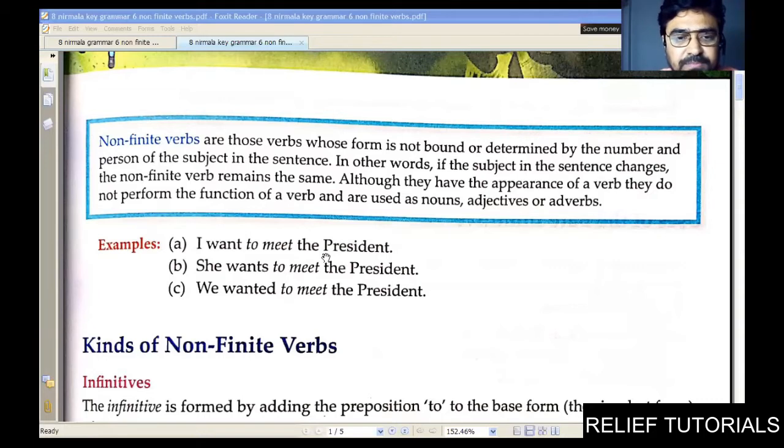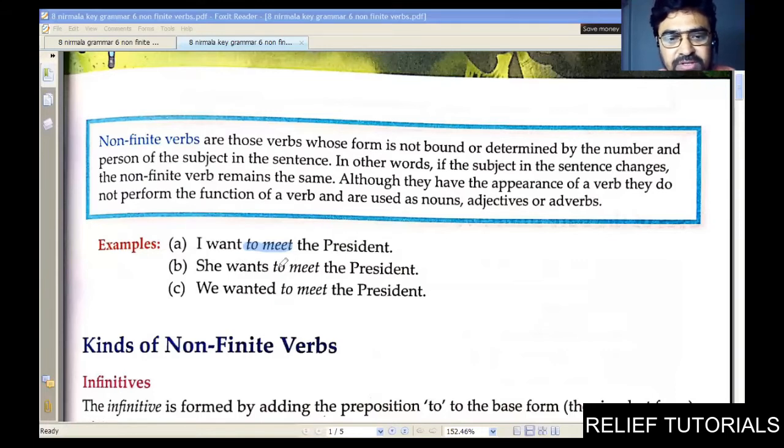For example, I want to meet the president. Here, want is a finite verb, but this to meet is a non-finite verb. It is an infinitive. It is working as a complement to the main verb, the object of the verb. I want what? To meet the president. Again, she wants to meet the president.